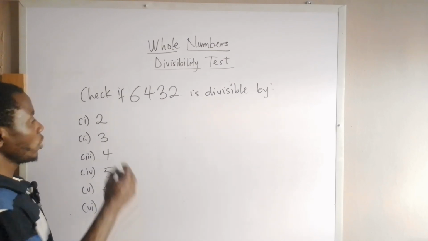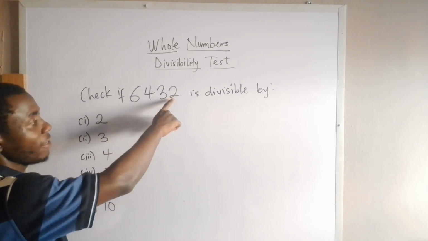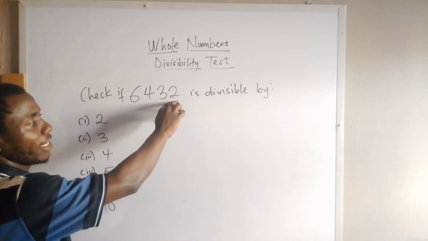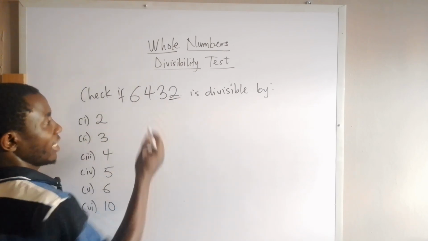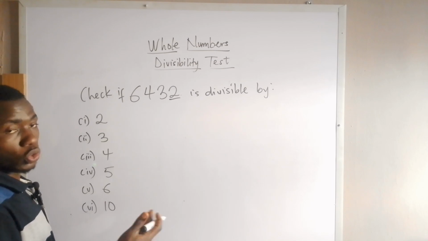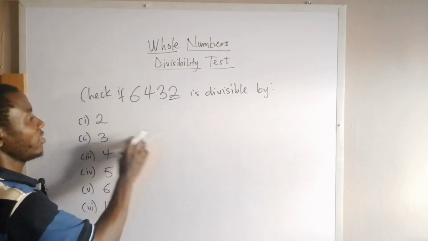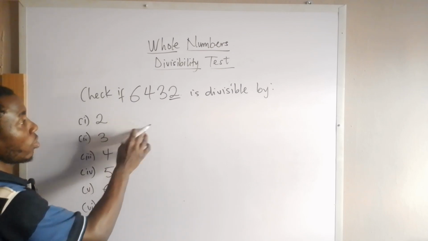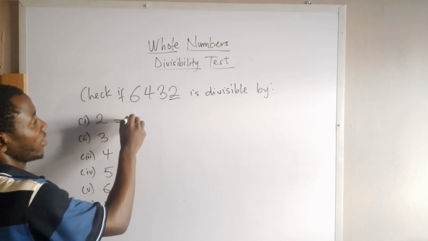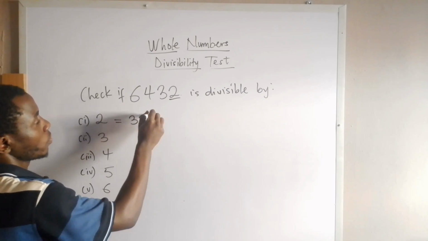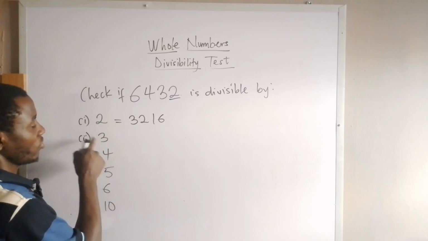So starting with 2, a number is divisible by 2 if the last digit in the number is even or 0. The last digit in this number is 2, which is even and is in between 2, 4, 6, 8. So this number in turn is divisible by 2. And the result of this number divided by 2 is 3216.